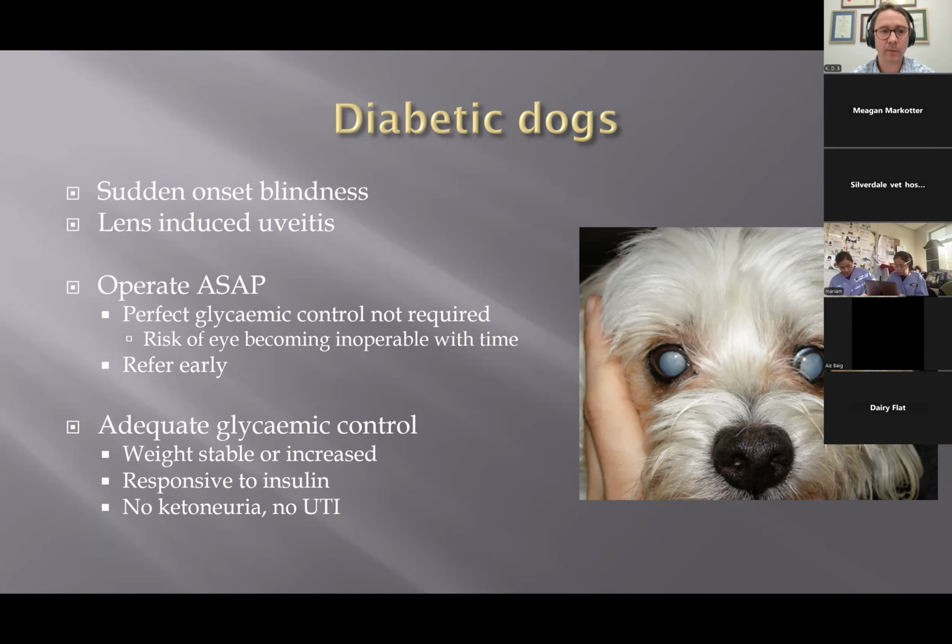As part of that, I'm happy to move forward with them without perfect glycemic control. But they need to be controlled enough. There are some good indicators that they are under good enough control for a safe anesthetic. One is that the weight has stabilized or is increasing, indicating that the amount of insulin going into the patient is appropriate. Establish that they are responding to insulin, via either a glucose curve or continuous monitors. We also want to make sure that they don't have ketonuria, which would obviously indicate inadequate control, or any urinary tract infection, or any other significant systemic health issue.